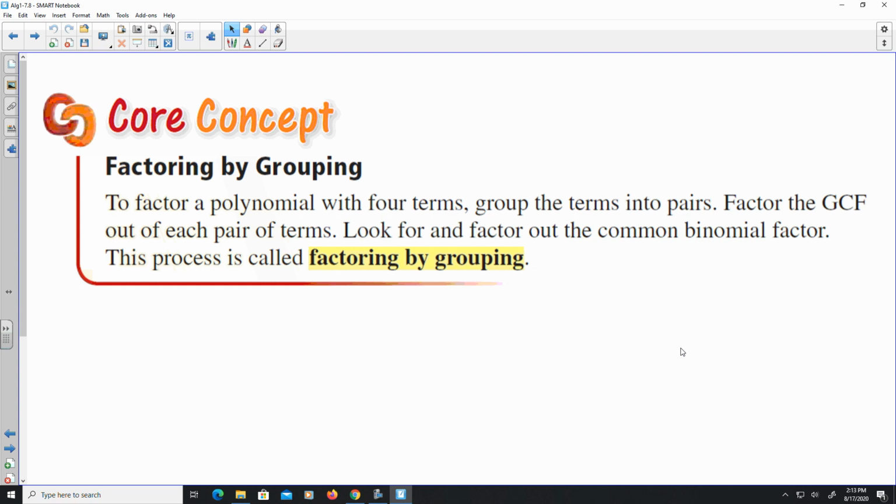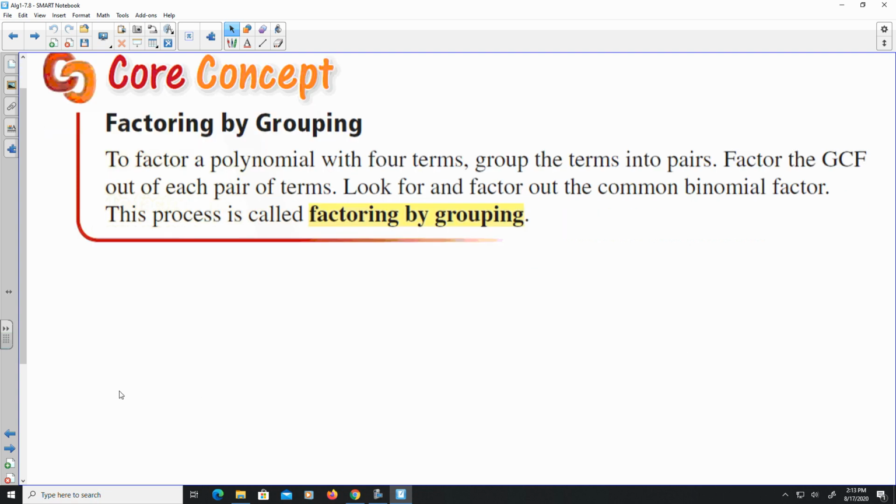So what we're going to do is factor the greatest common factor out of each pair of terms. Once you look at these two terms, you're going to factor out what is called a common binomial. And I'm going to show you what that looks like throughout the different examples. So there are some rules that we have to follow when you are factoring polynomials by grouping.